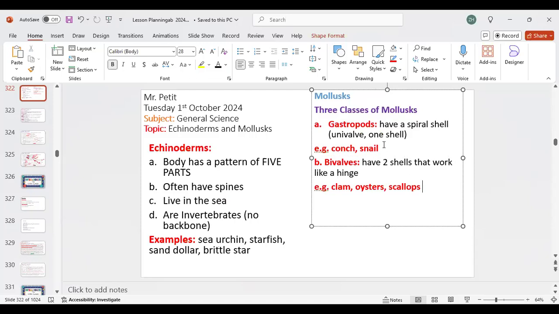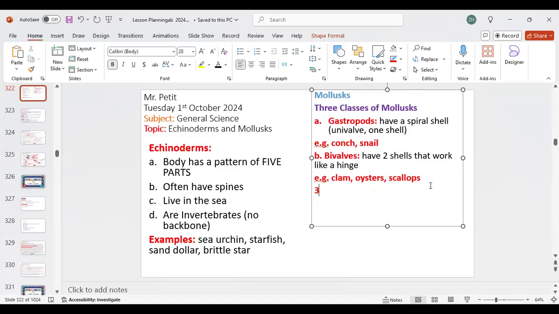So we have gastropods, which is one shell. We have bivalves, which is two shells. And then we have the third one, which was going to be what? Cephalopods.